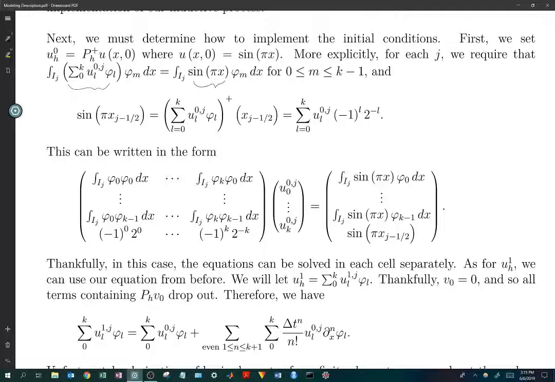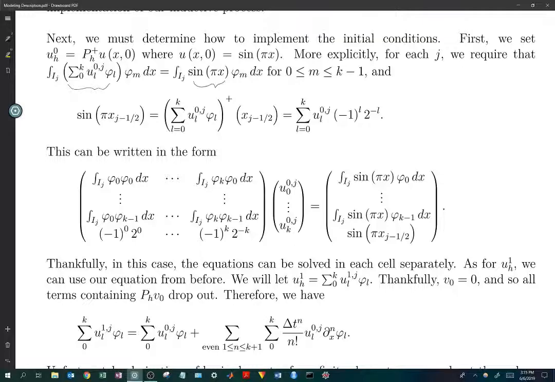However, we're doing P_h plus, which is a different projection. So instead of making this hold for all polynomials of degree up to k, you only force it to hold for polynomials up to degree k minus 1, and then you have this extra degree of freedom, and you use that to ensure that this function takes on the correct value at the right endpoint? No, this is x_{j-1}, so it's at the left endpoint. So you make sure that the initial condition is exactly correct on the left endpoint.